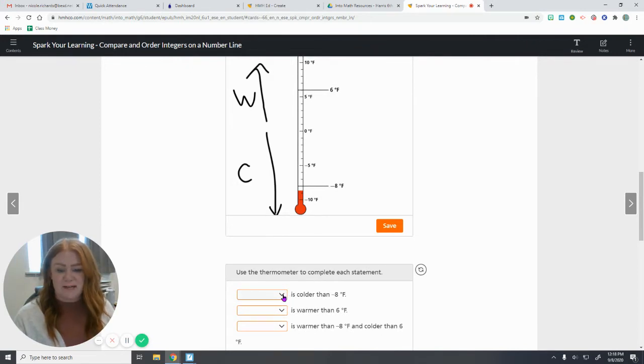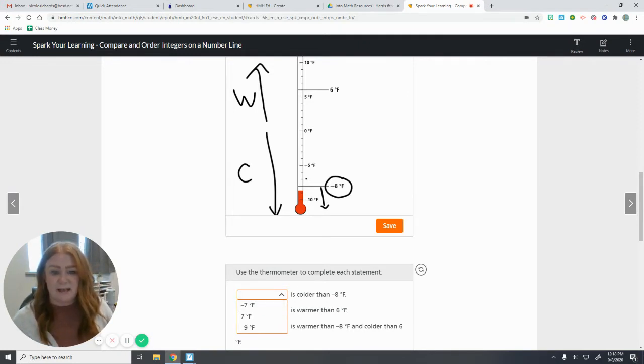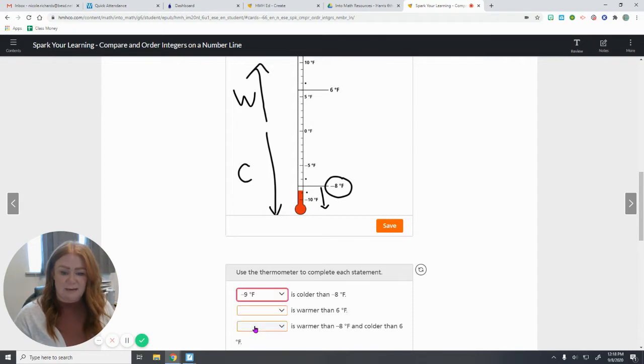So we are trying to find a temperature out of these three choices that is colder than -8. The first thing I want to do is locate -8 here. And I need to get colder, which means I need to go down below -8. So my choices here are -7, which is here, I have +7 all the way up here, and -9 here. So the only one colder and below -8 is -9.